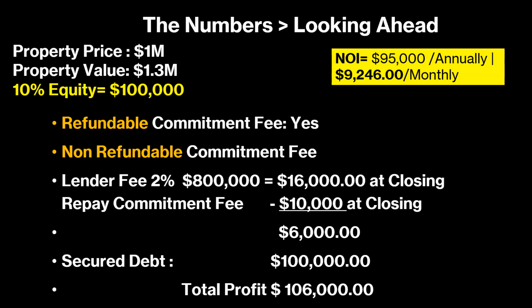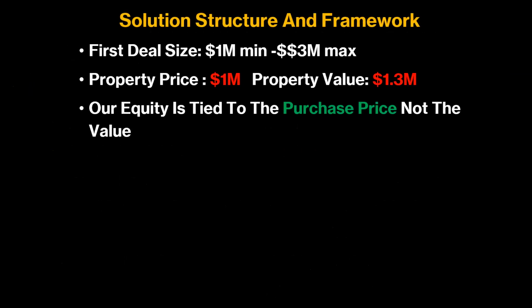Now, if it's a little too heavy for you, it's okay. Trust me, I get that. All right, we're moving on here. Now, the framework, and here's the plan. The first deal was $1 million to $3 million. Okay, property price was $1 million. The value is 1.3.